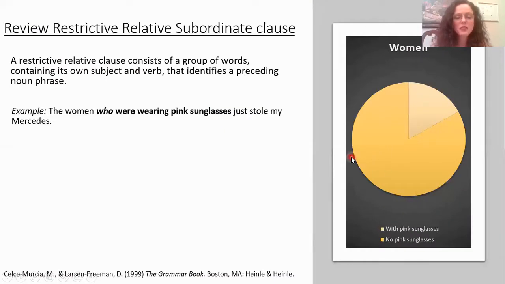As a review, a restrictive relative clause consists of a group of words containing its own subject and verb that identifies a preceding noun phrase. For an example, the women who were wearing pink sunglasses just stole my Mercedes. So, relative clauses are oftentimes called adjective clauses because they behave exactly the same way an adjective does by modifying a noun.